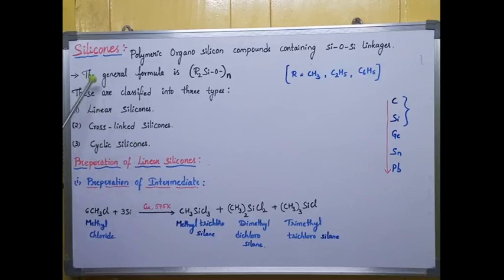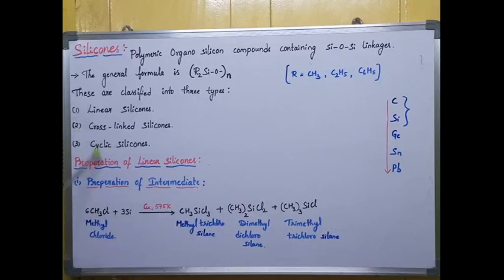Now these silicones are classified into three main types. First one is linear silicones, second one is cross-linked silicones, third one is cyclic silicones. Linear silicone means all monomers combine in a linear chain formation. Cross-linked means one chain of linked polymer is combining to another chain, so you can observe a cross-link between two chains. And cyclic means you can observe the cyclic formation of the monomer units.